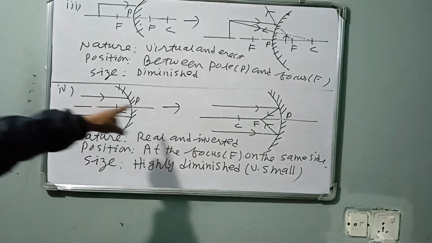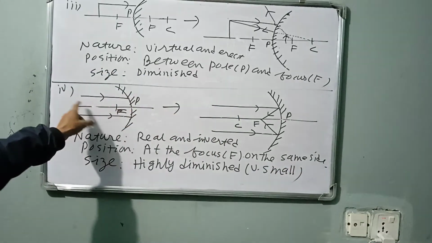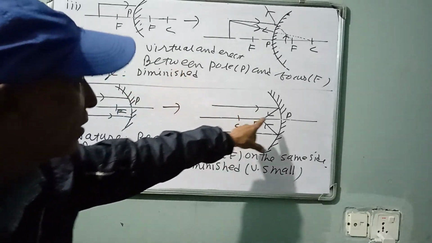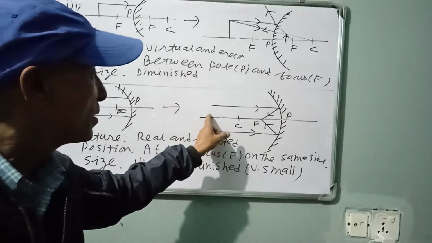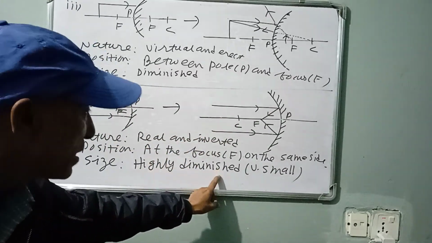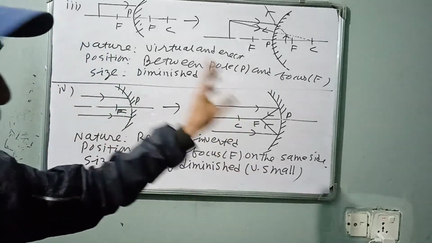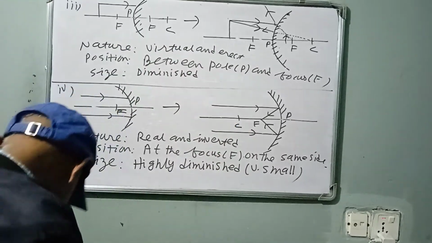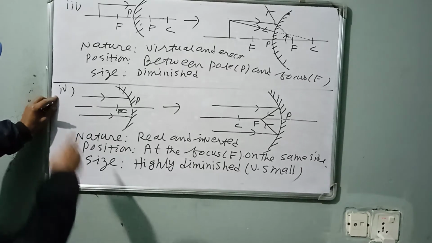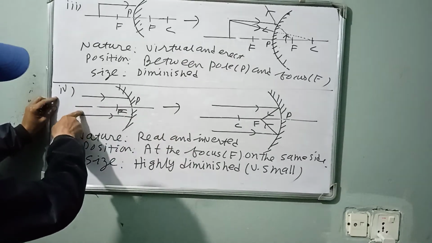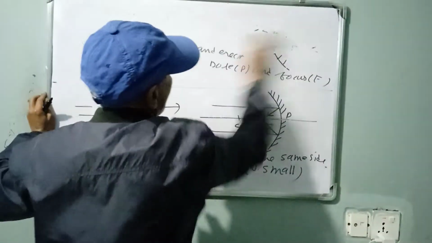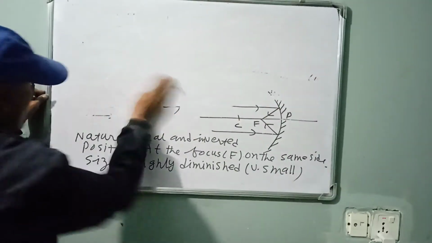How to write it down? When an object is placed at infinity in front of a concave mirror, a real, inverted and highly diminished image is formed at the focus on the same side. That was case number 4, the first case of the concave mirror. Now case number 5.